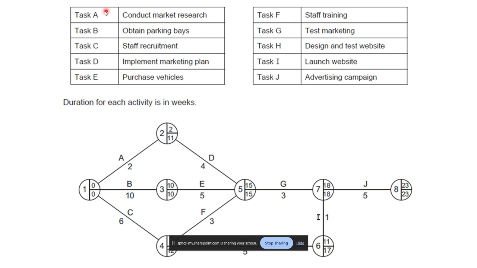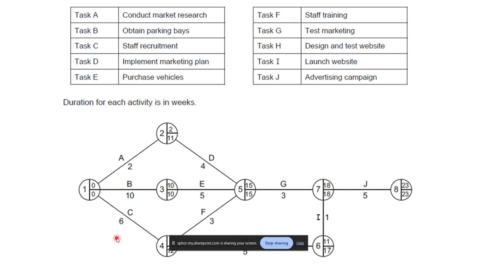And we can see here the tasks that they've laid out. Task A, conduct market research. Task B, obtaining the parking base. Task C, staff recruitment. The tasks in the diagram down here are represented by the lines. Task A, conducting market research, they estimate will take 2 weeks. The duration for each activity is in weeks. The duration is the number below the line. Remember, the line represents the activity. These nodes here represent the start and the end of the activity. So activity A, 2 weeks, activity B, 10 weeks, activity C, 6 weeks.